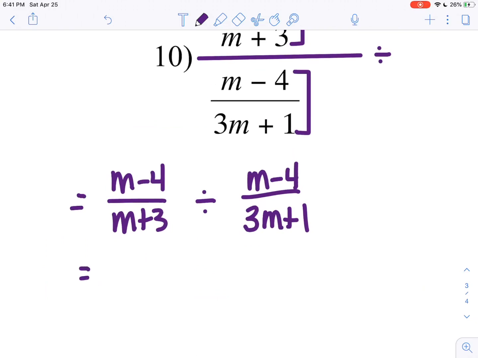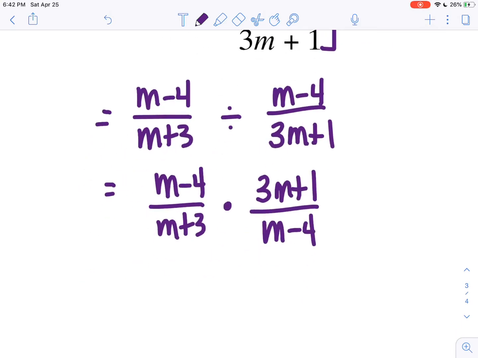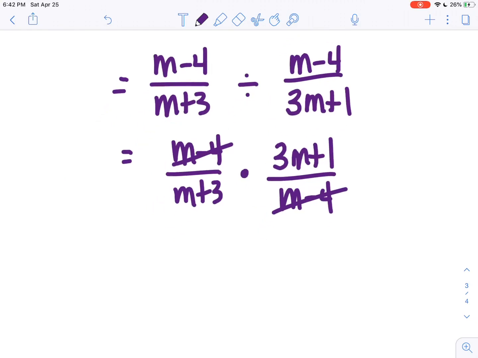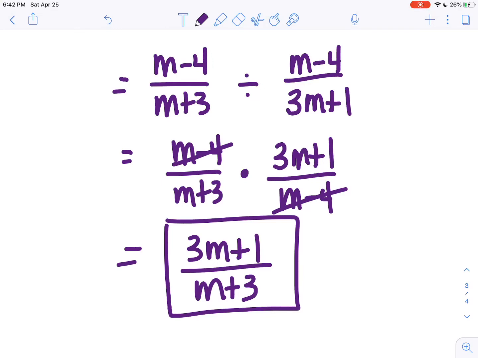Okay, and then we keep, change, flip. So keep this first fraction, change the division to multiplication, flip the second fraction. Okay, I don't see anything that I could factor, but I do see binomials that match. So these match each other. I don't see anything else that I could cross out. So what I have left in the numerator is 3m plus 1. And in the denominator, I have m plus 3. And that is your final answer.